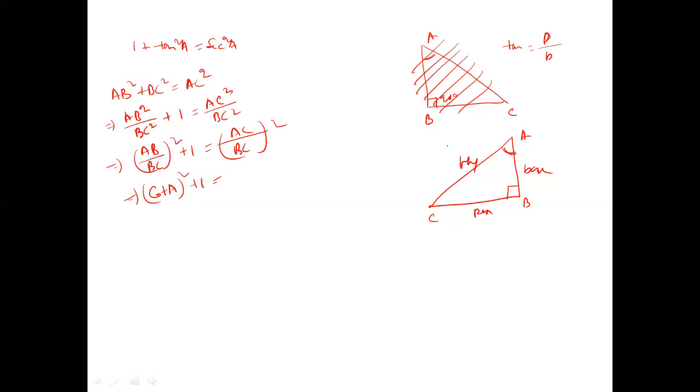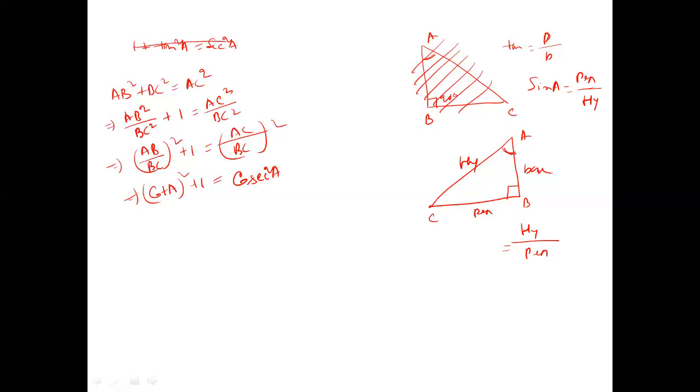And in place of AC by BC, now see this one. AC by BC means hypotenuse by perpendicular. Now we know sine A is perpendicular by hypotenuse. Yes or no? Now the reverse of sine is cosec. So in place of AC by BC, we can write cosec square A. Yes or no? One correction is there.